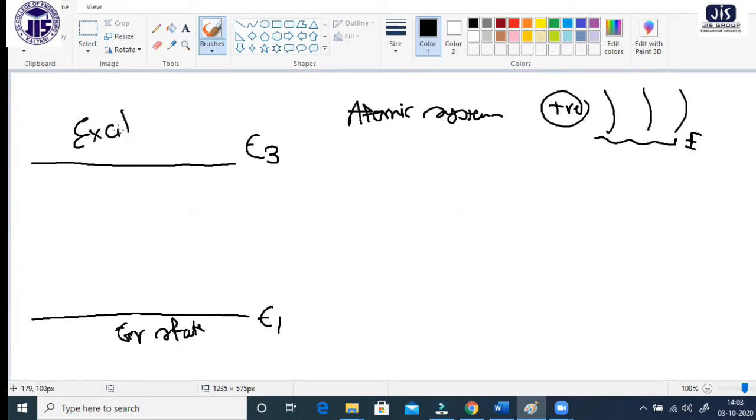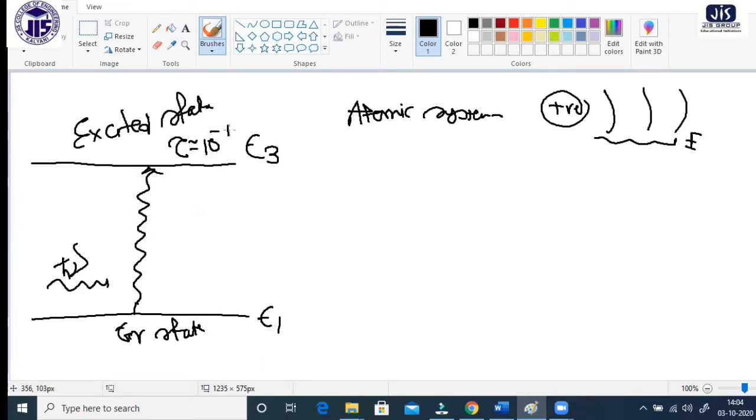If I draw it in a proper picture, in a normal system, what happens? If this is E1 and this is E2, the electrons are moving up from here because of the excitation. But it cannot stay there for a very long time because of the lifetime. Now, if the number of atoms per unit volume in the ground state is N1, and the number of atoms in the excited state is N2, very soon they will come down here.